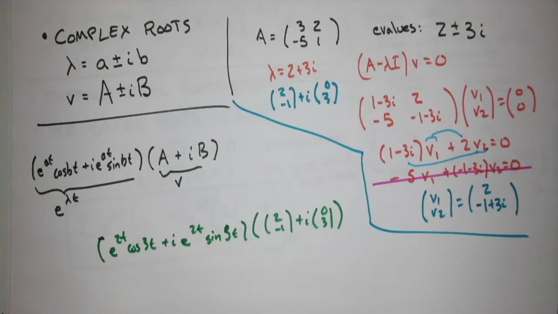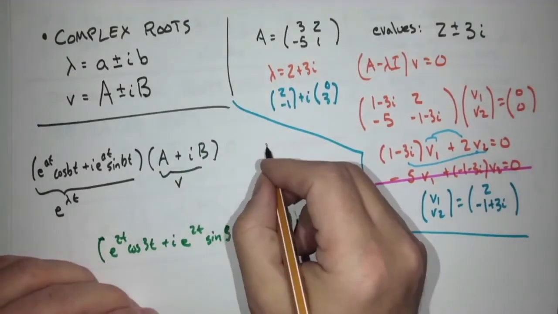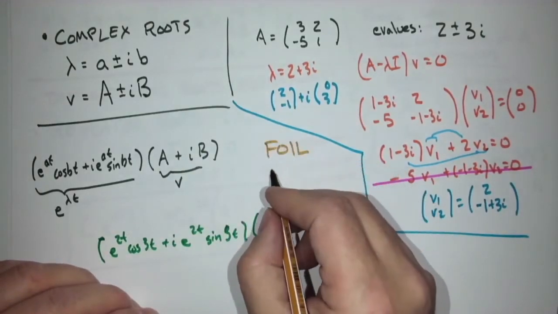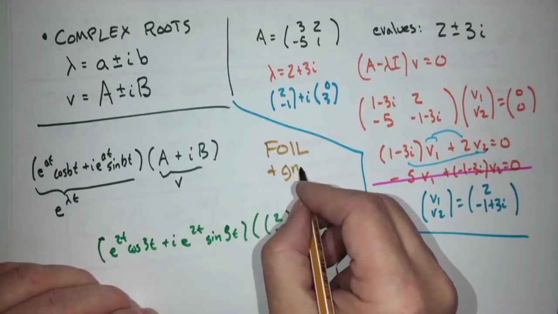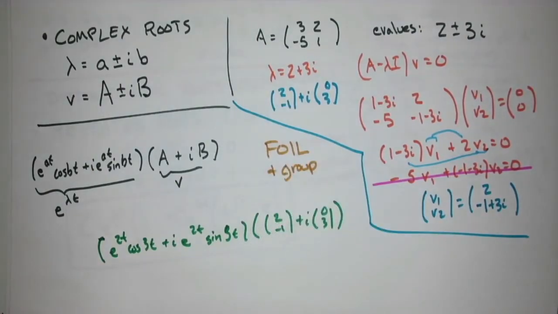There's a nice 4-letter word: foil. Yeah, foil and group. So what do I mean by foil? Well, you really are going to end up with 4 terms when you expand it. 2 terms will have i, two terms won't. So that's how you do the group.